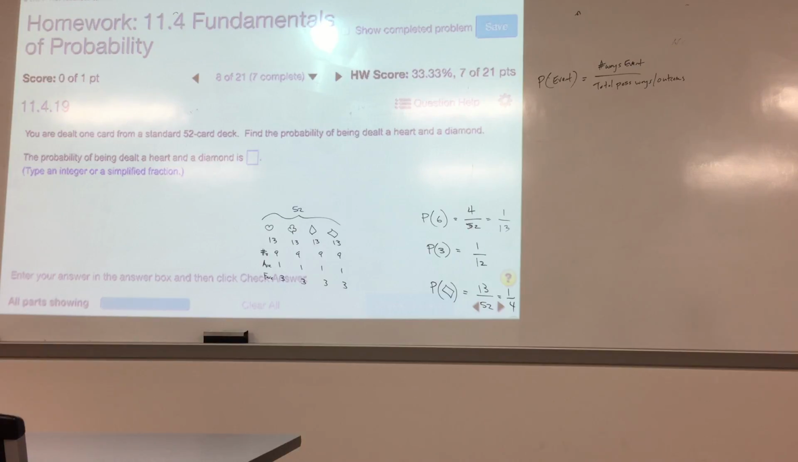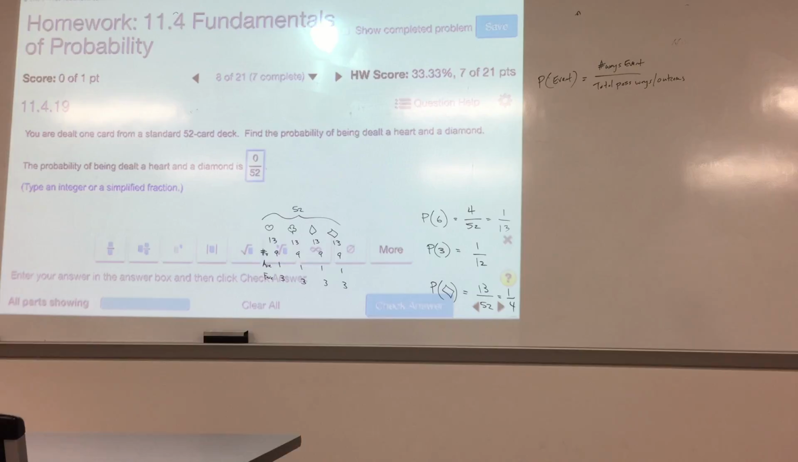All right, let's take a look at this one. You are dealt 1 card from a standard 52 card deck. Find the probability of being dealt a heart and a diamond. Let me add to that: and a diamond at the same time. Yeah, this one's tripping out too. It's 0. And let's explain this. This is not saying you are dealt 2 cards.